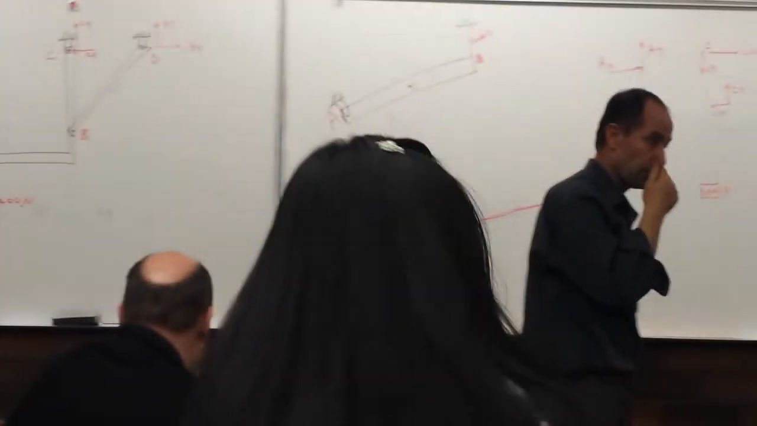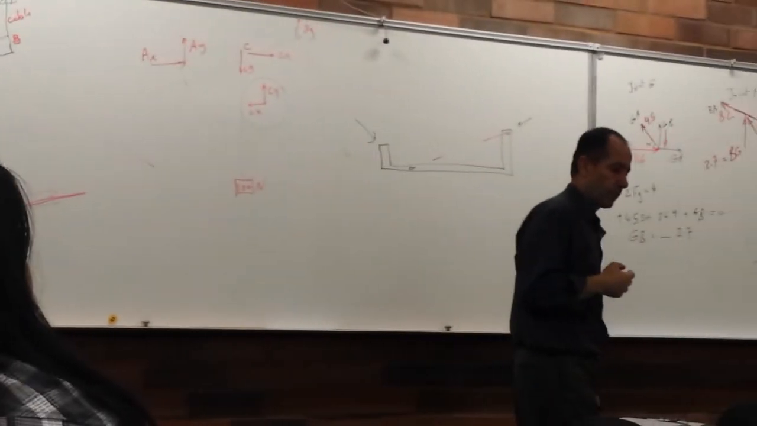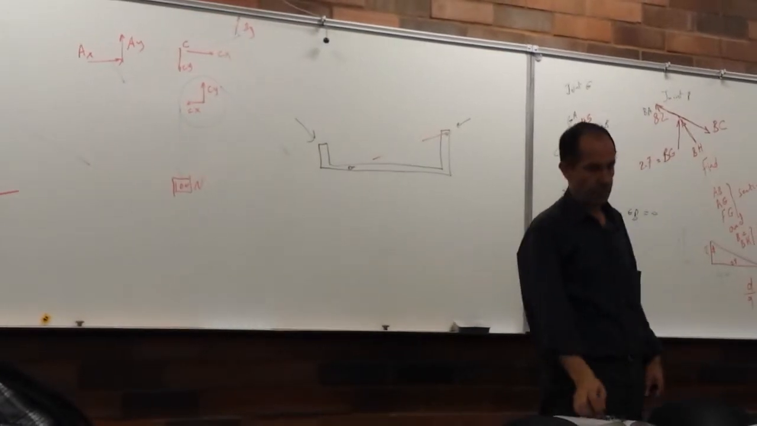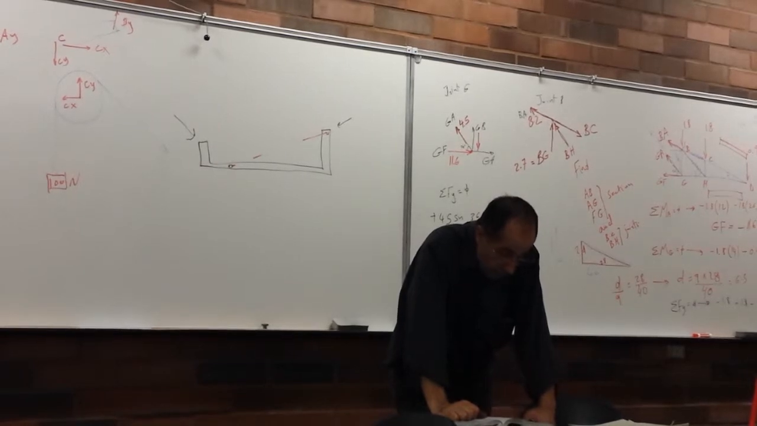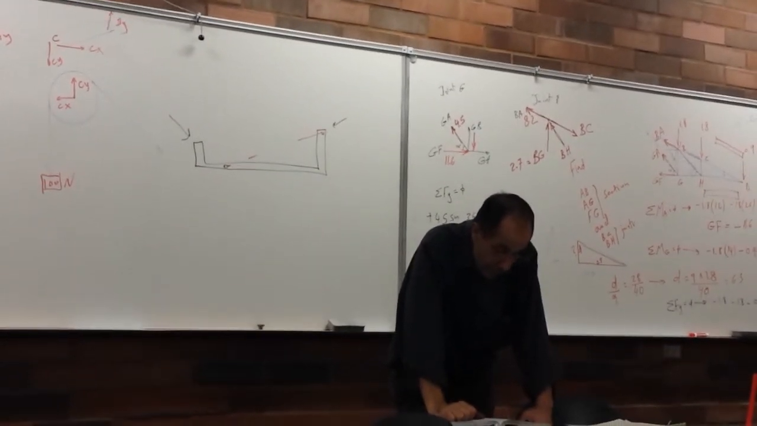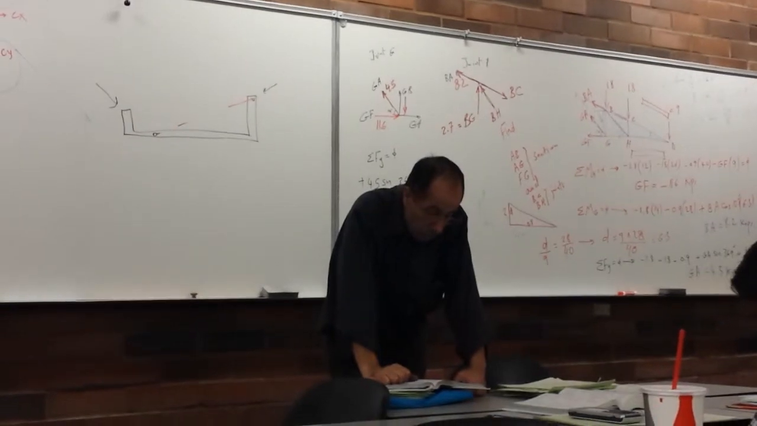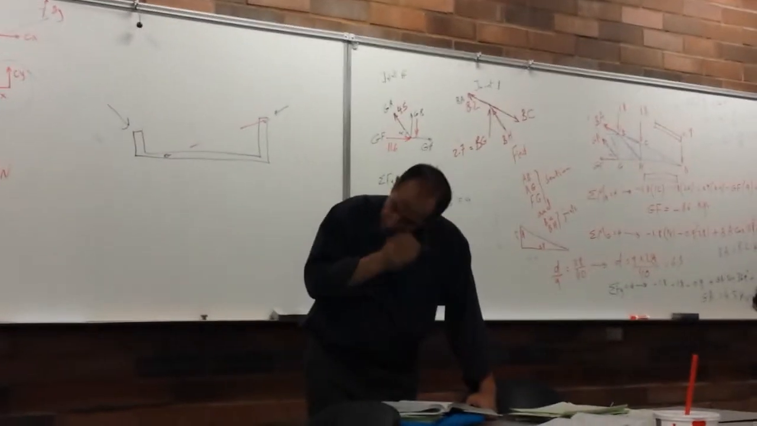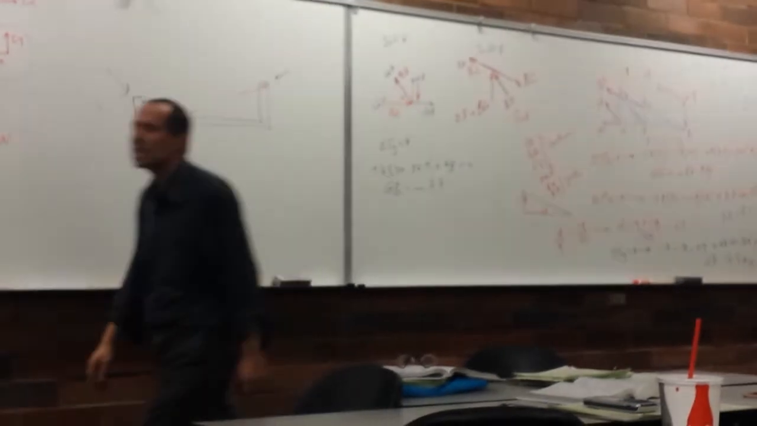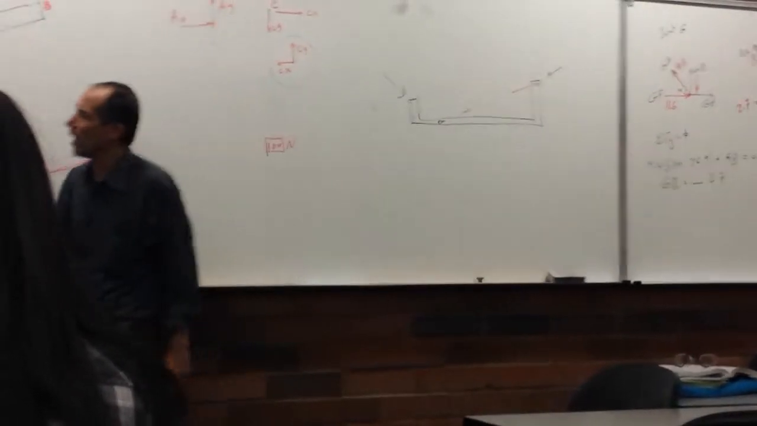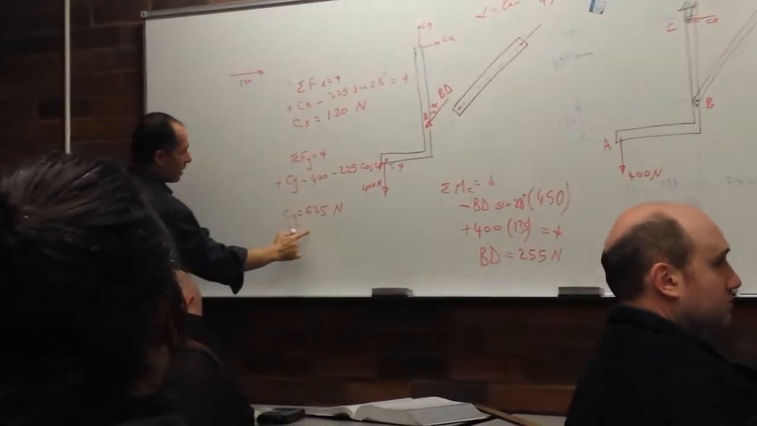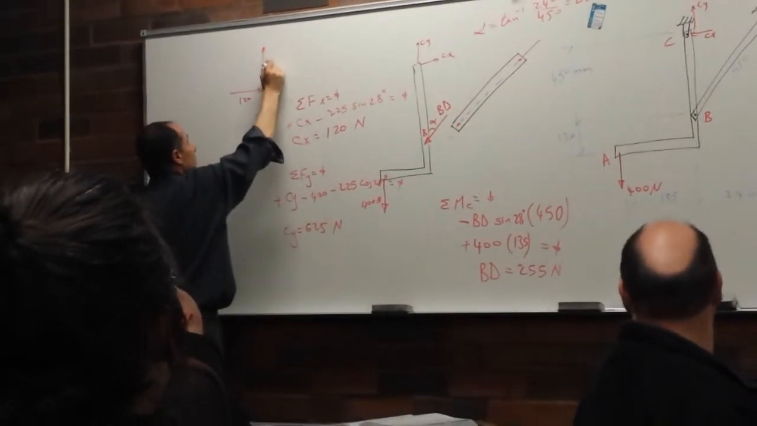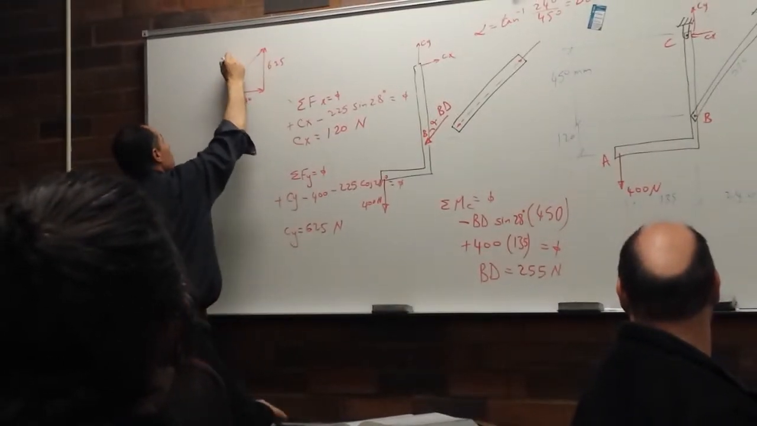So when the book says the component, singular, of the reaction at C, is that a typo and it means the components? The problem 76, determine BD and the components of the reaction at C. In real life, there is no Cx, Cy. Then I would just say Cx is 120, Cy is 625. This is the reaction at C.